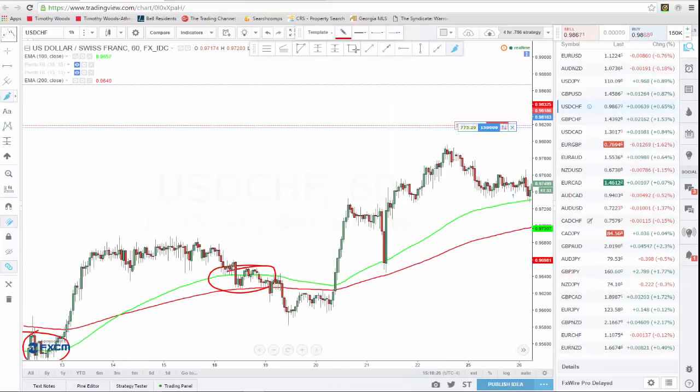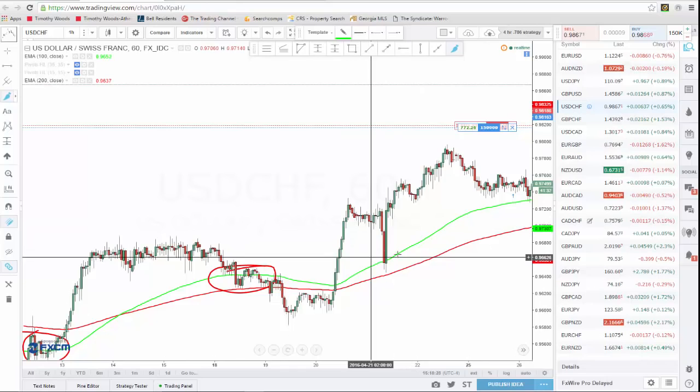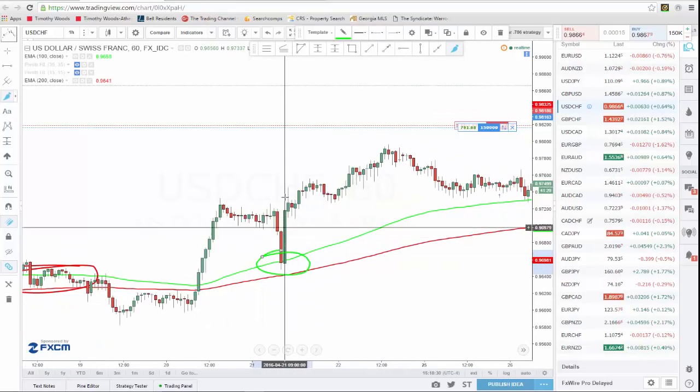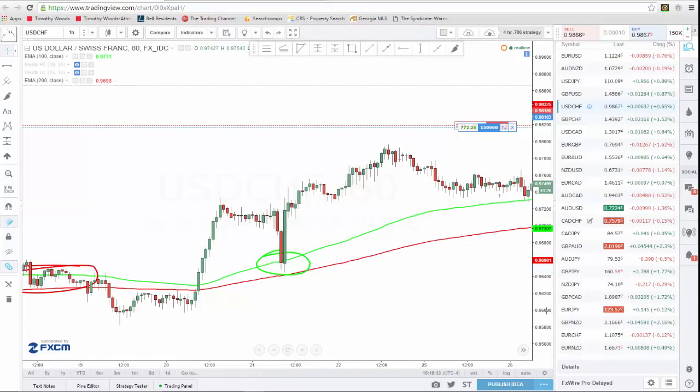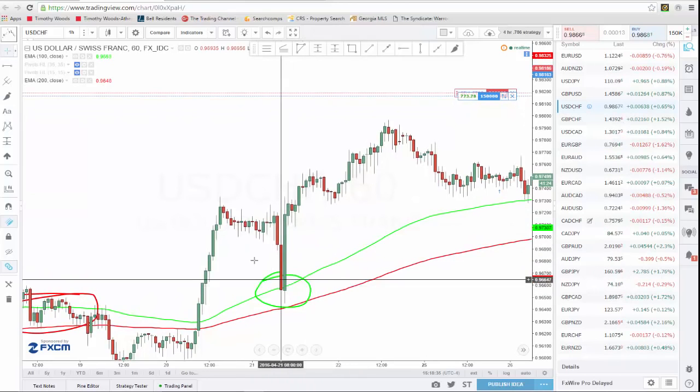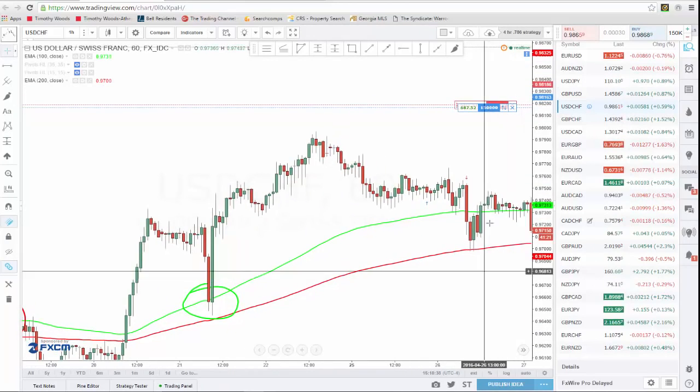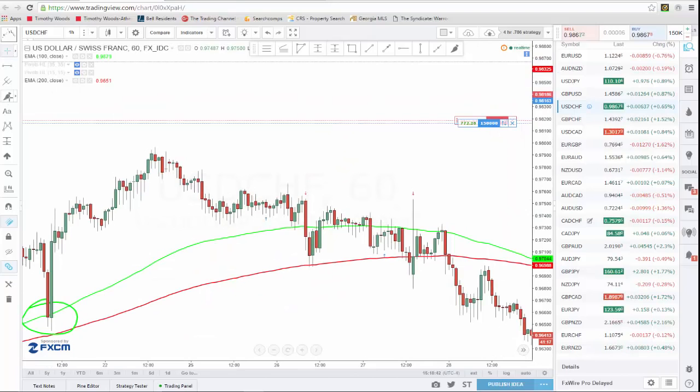Rejection here. Depending on your entry reason, this was a very big bullish candle here. So whether or not you would have got into this trade really depends on what your entry reason would be. Rejection here, and that would be a loss.